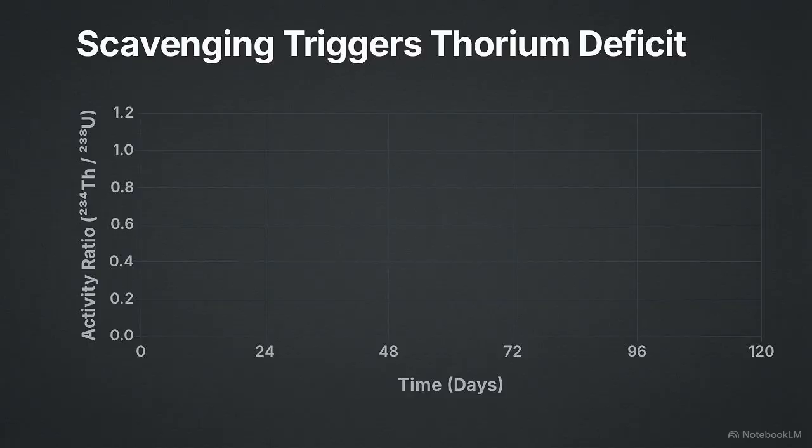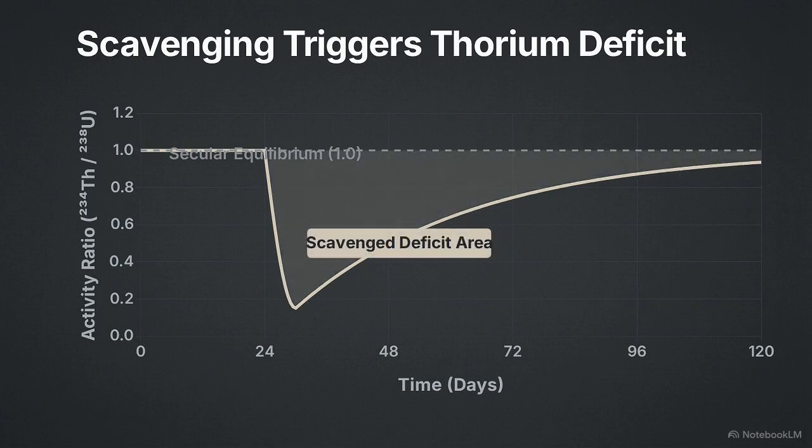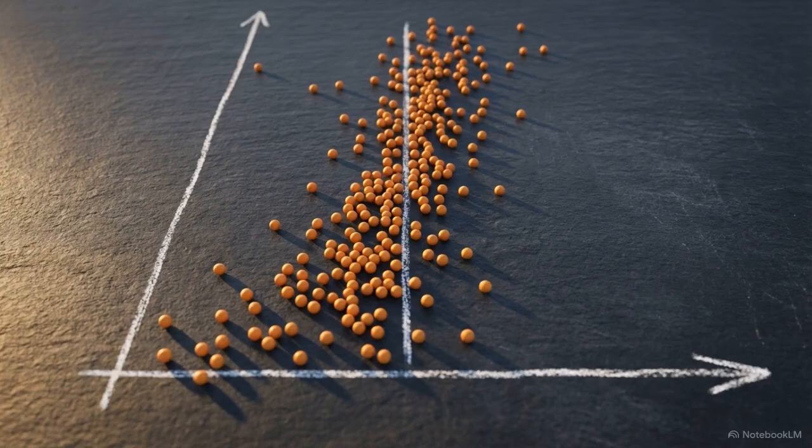This animated graph tracks the ratio of thorium-234 to uranium-238. In a closed system, it's locked at 1.0. Dropping below 1.0 leaves a deficit curve, proving hydrothermal scavenging removes thorium. With thorium-234's strict 24-day half-life, this deficit area becomes a precise ticking clock. By utilizing the Bateman equations we established earlier, international marine projects like GEOTRACES translate this radioactive deficit into exact physical measurements, calculating exactly how fast and how far these hydrothermal particles sink.